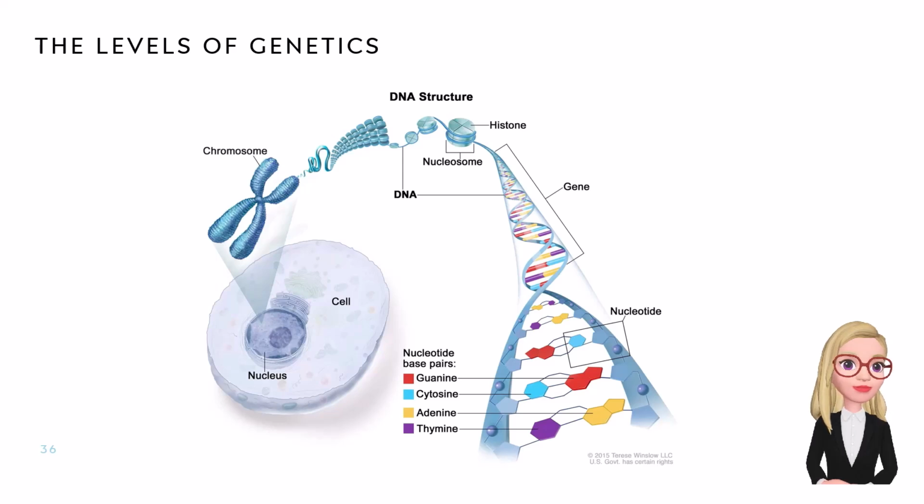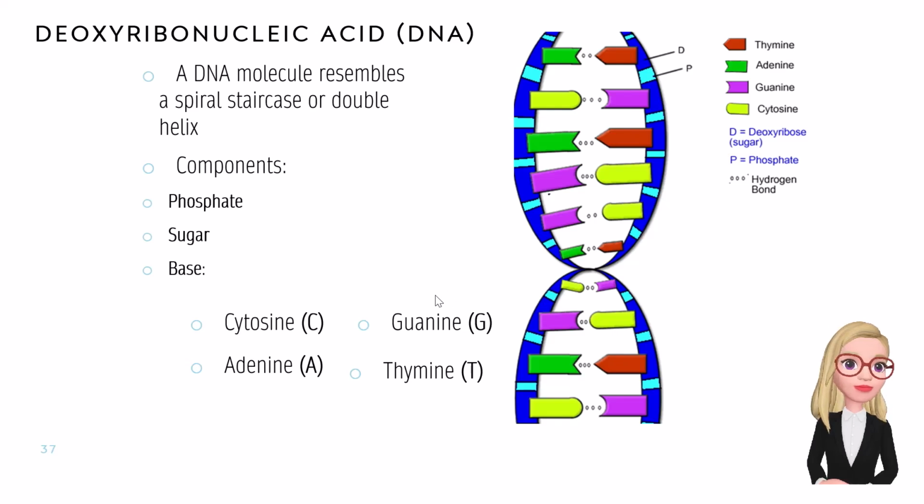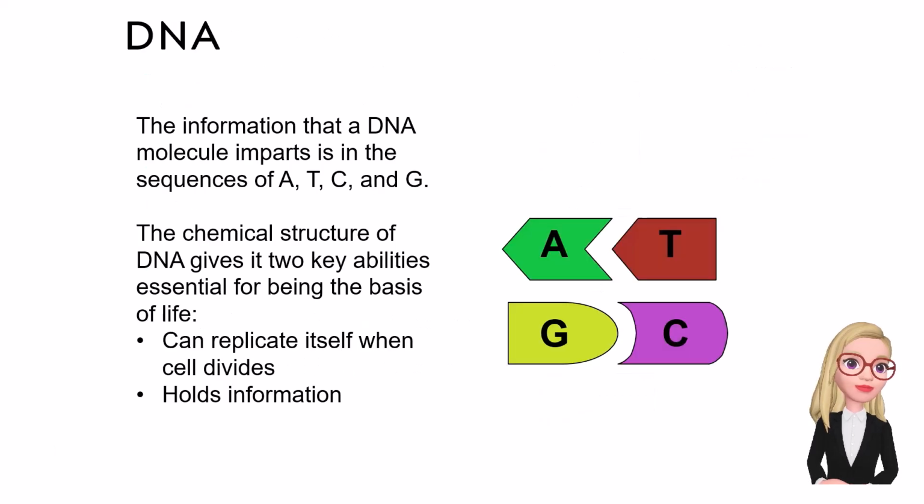Again, more structure pictures, and to show you that each nucleotide base pair has the GCAT within it, right? The guanine, the cytosine, the adenine, and the thymine aspects. And I think you'll remember that. And I've broken it down a little bit more, components of phosphate, sugar, and base. And here they are of how they kind of bind together, right? The chemical structure gives two key abilities essential for being the basis of life. It can replicate itself when a cell divides, and it holds information, right?